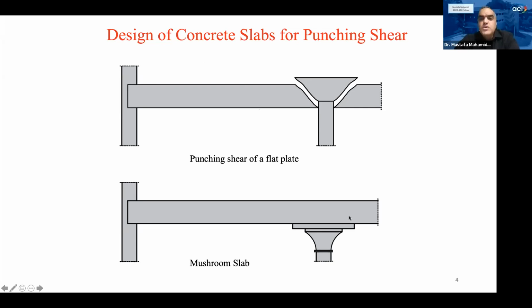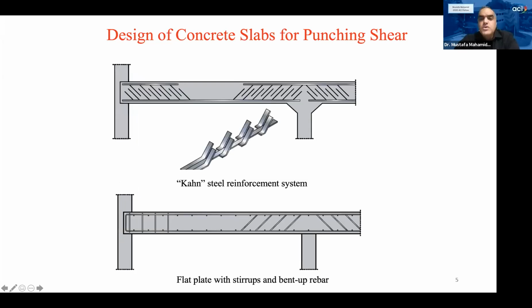Later on, Kahn, the German engineer, came up with the steel reinforcement concept for punching shear, as shown here. Okay, so he developed the reinforcement type that's shown here. Okay, and that's how it's implemented in the slab.